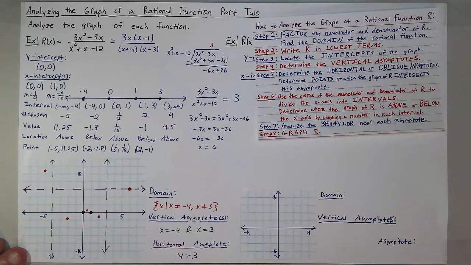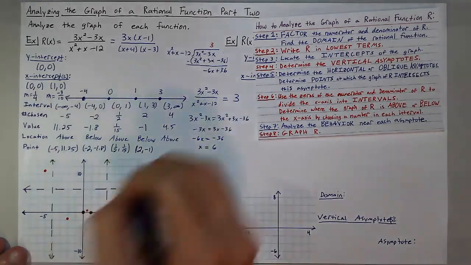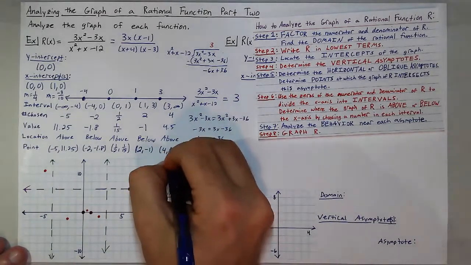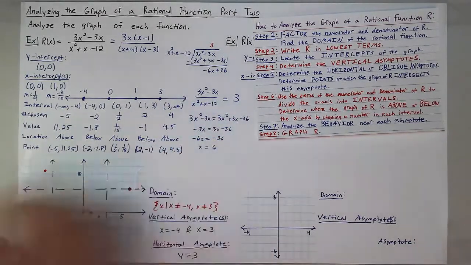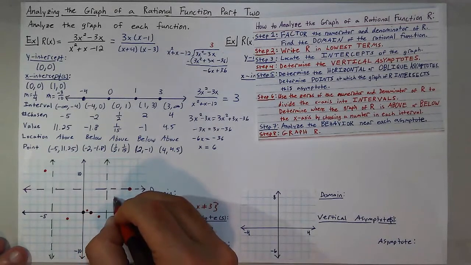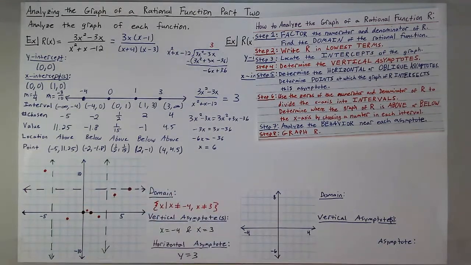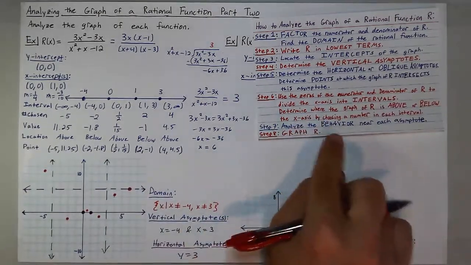And then lastly, I have 4, 4.5. So 4 and 4.5, if this be 4.5, it'll be about right there, because it'll be 6 on the purple line. So now when I go to graph, I'm checking out its behavior, how to figure out each asymptote.